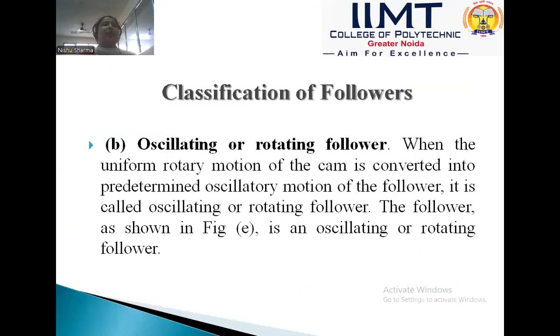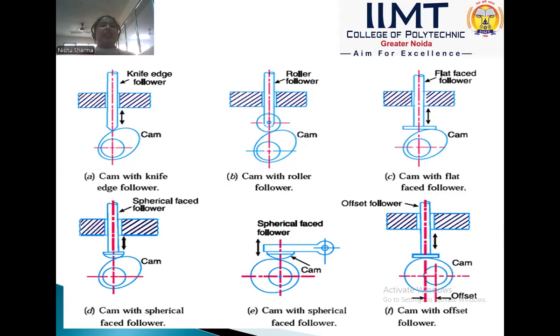Okay, and the next one, according to the motion of the follower, is the oscillating or rotating follower. In the oscillating or rotating follower, the uniform rotary motion of the cam is converted into a predetermined oscillating motion of the follower. So in diagram E, we see a cam with spherical face follower. When the cam is rotated, the follower oscillates, so it is called an oscillating or rotating follower.